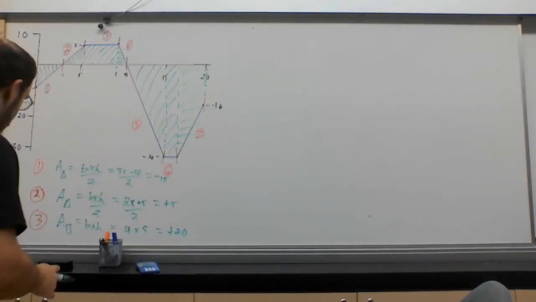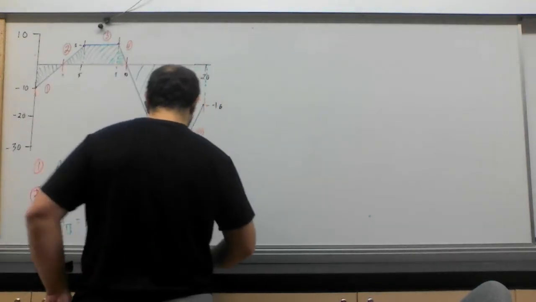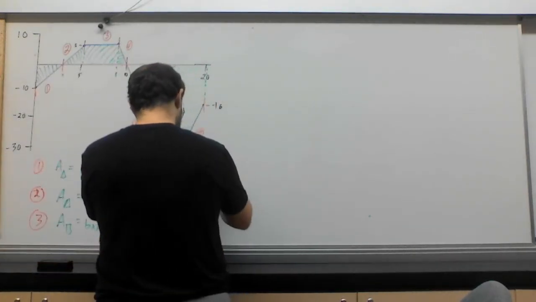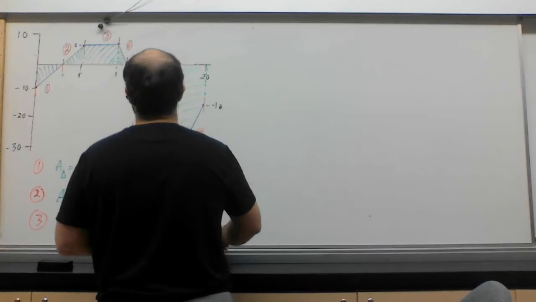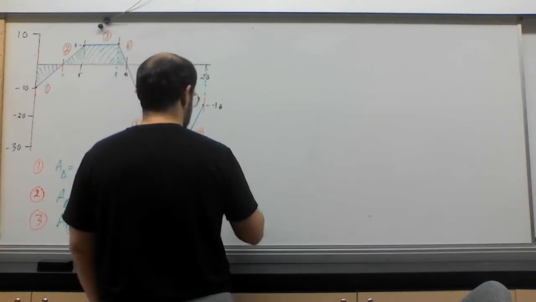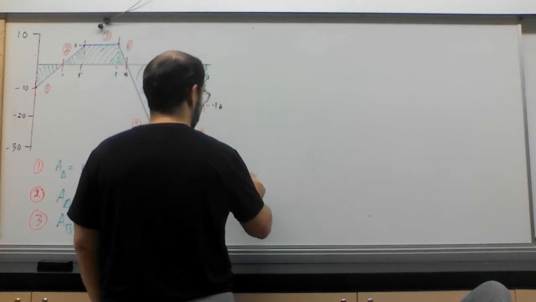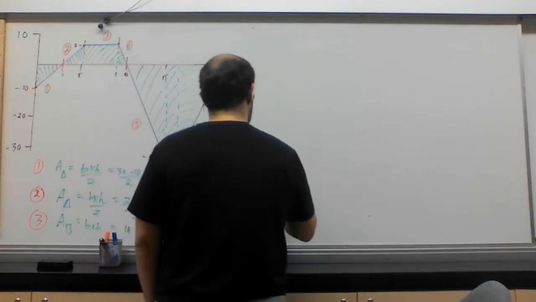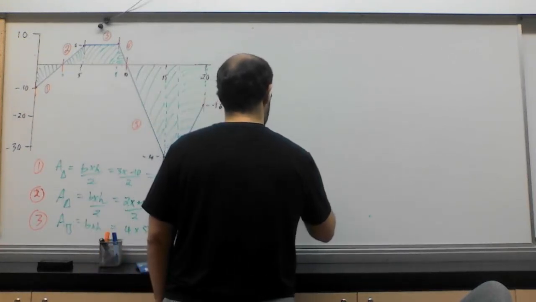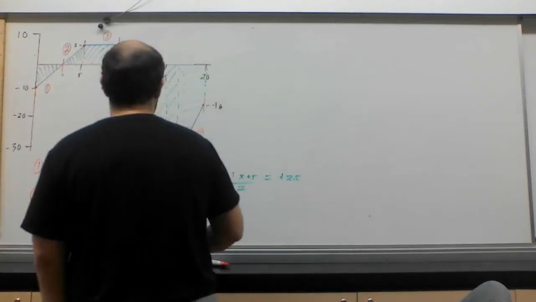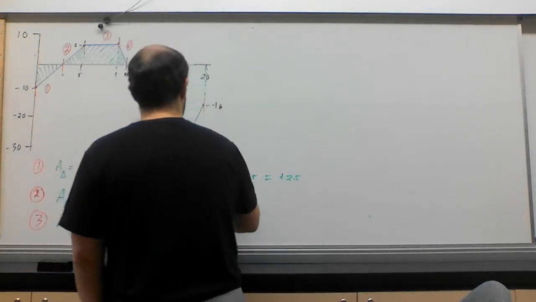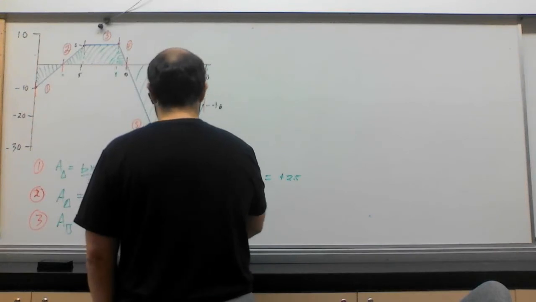Okay, number 4. Number 4 is another triangle. I'm not going to write the formula this time. You guys know it. We're going to get 1 times 5, +5, divided by 2. So we're going to get +2.5. And this is the last positive number we're going to get. Everything else here on is going to be negative.